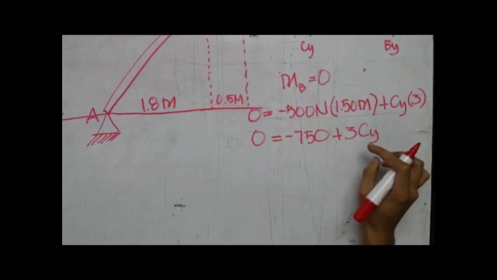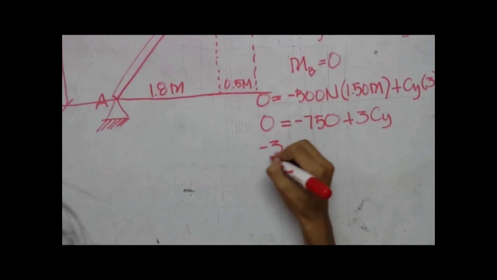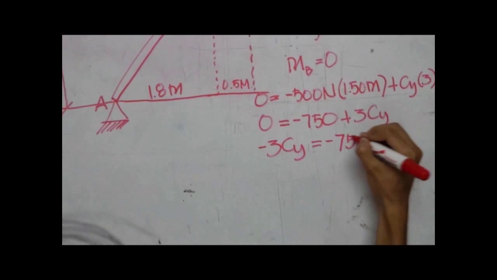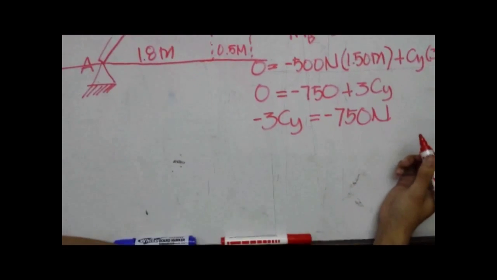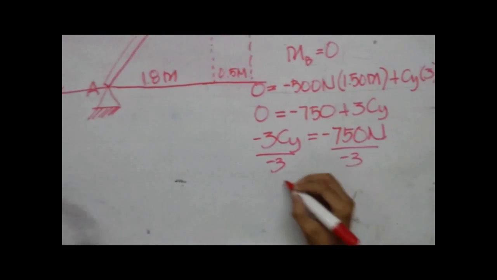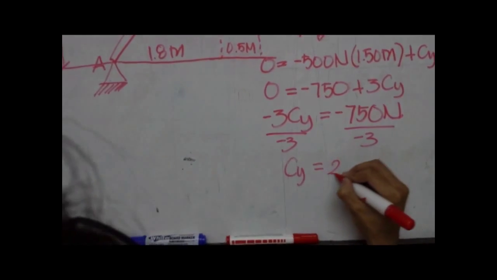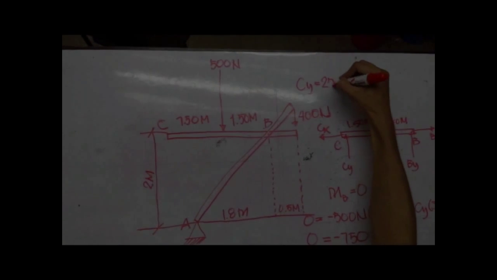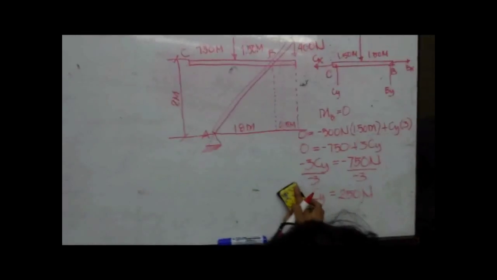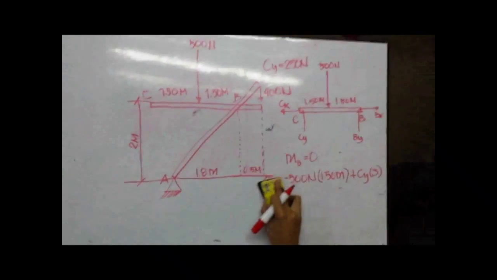We have to transpose the unknown to the other side to get negative 3 Cy equal to negative 750 newtons. So we're gonna divide both sides by negative 3. We get the value of Cy as 250 newtons. So we have to remember that the value of Cy is equal to 250 newtons. Next, we're gonna get the value of Dy.